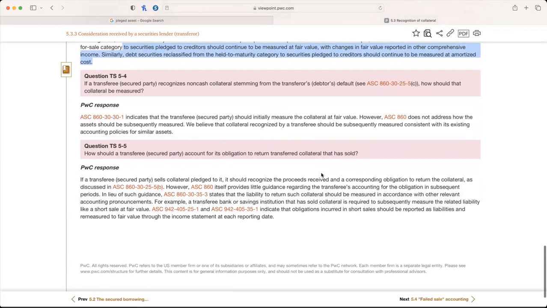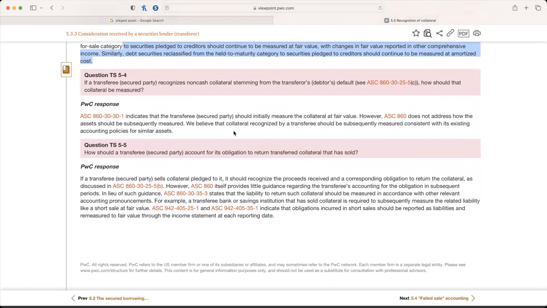So it says, make sure I'm reading the right one. All right, how should a transferee, secured party, account for its obligation to return transferred collateral that has been sold? If a transferee, secured party sells collateral pledged to it, it should recognize the proceeds received and a corresponding obligation to return the collateral, as discussed in ASC 860-30-25-5B.